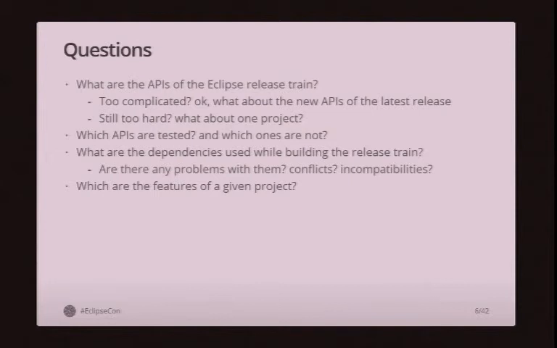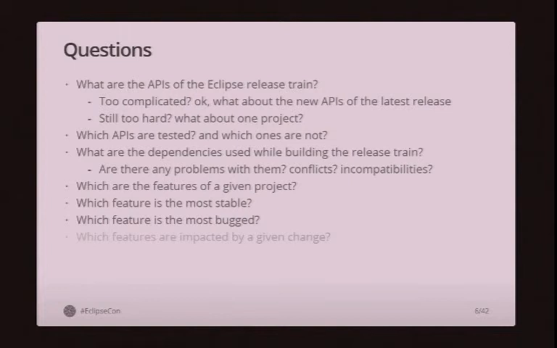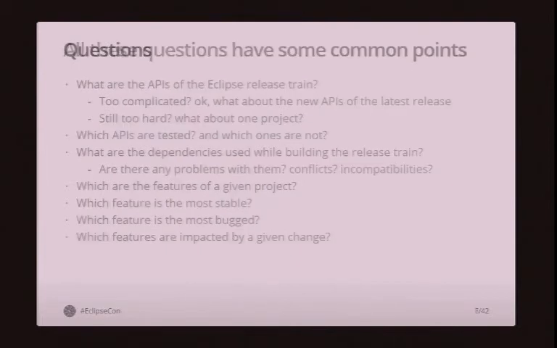And what are the features of a project? Just a simple question, but the answer is not that simple. Which feature among those is the most stable, the most bugged? Or if I want to contribute to a project and I change one class, which features are impacted by this change? What do I need to retest afterwards?